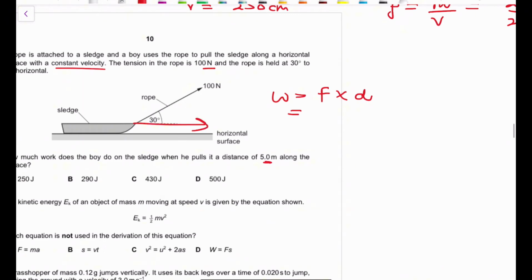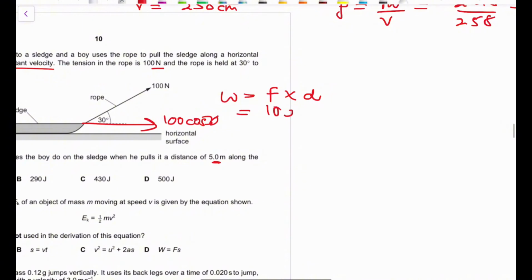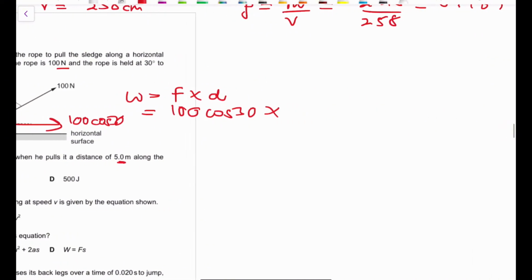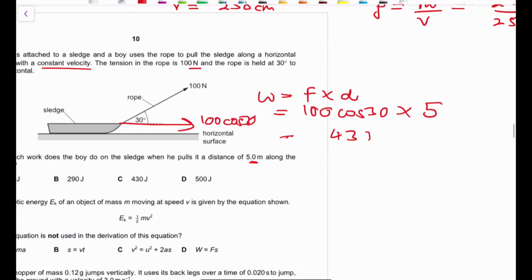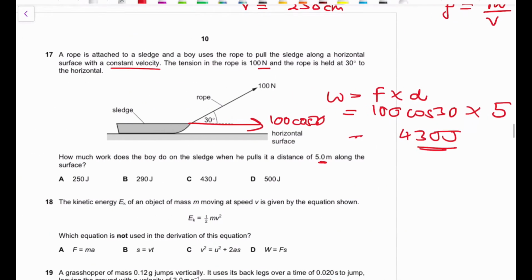If we resolve this force, we're going to get 100 cos 30, basically. So we're going to get 100 cos 30 multiplied by the distance that it's going to move, which is going to be 5, okay? So 100 cos 30 multiplied by 5, we're basically going to get 430 joules, right? Which is going to be C.